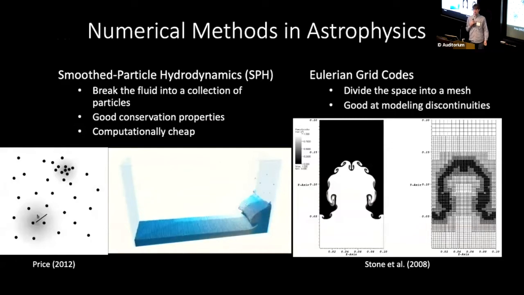Some of this was covered pretty excellently yesterday in the Changa tutorial, but I'll go over it briefly here. There are a couple of different methods that are common for hydrodynamic simulations, one of which, the one that Changa uses, is SPH, where the fluid is broken up into a collection of particles. This has the advantages of being fairly computationally cheap, so you can use a lot of particles, and having good conservation properties. On the other hand, you have Eulerian grid codes, where the space is broken up into a mesh. This is good at modeling discontinuities, but it has trouble with regions of gas that move with a large bulk velocity relative to the mesh, and it has preferred axes.